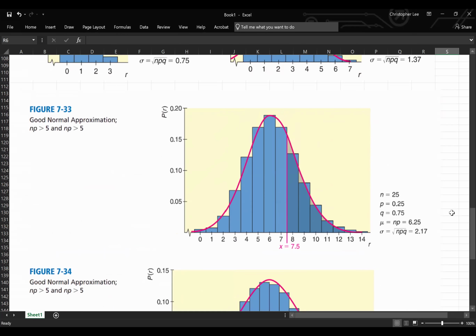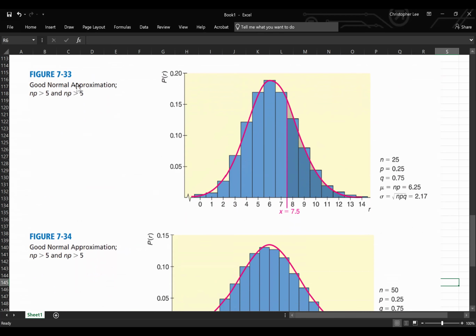So right here, the first thing you have to do is verify that when you multiply n times p, the answer that you get is greater than 5. And also when you multiply n times q, the answer is greater than 5. Only then can you use the normal distribution to approximate the binomial distribution, right?